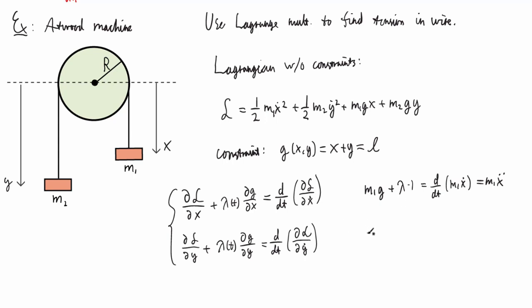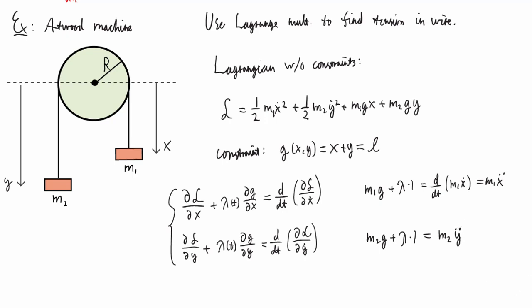And the same thing happens here in y. We get m2 g, that's this term, plus lambda times dg/dy, that's also equal to 1. And that is equal to m2 y double dot.